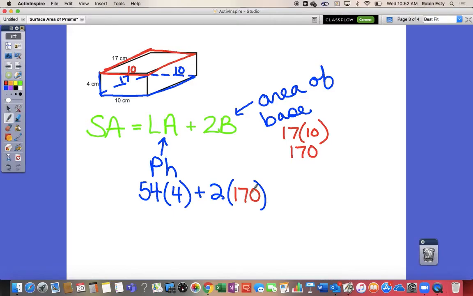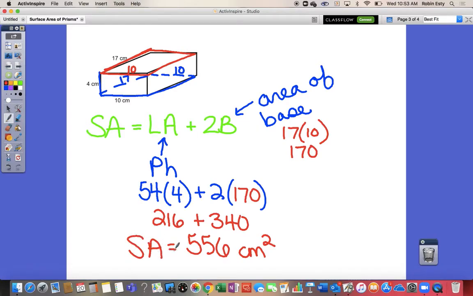So I'll multiply my 54 times 4, that's 216, and I'll add to it 340, and that gives me a total volume. I'm sorry, not volume, we're doing surface area now. That was the last section. So the total surface area would be 556 centimeters squared, because surface area is squared because we're talking about the word area.